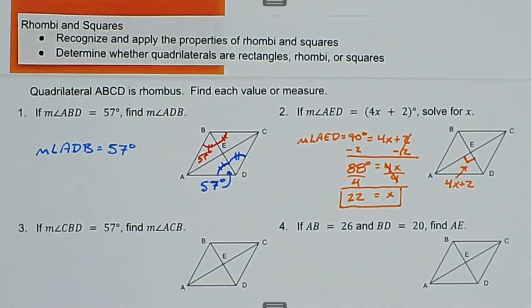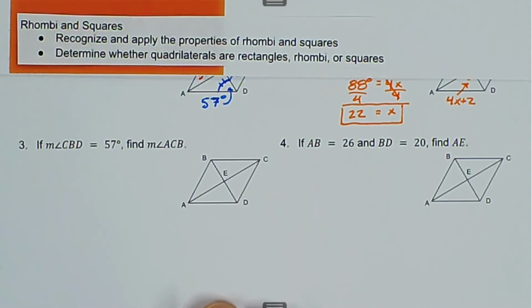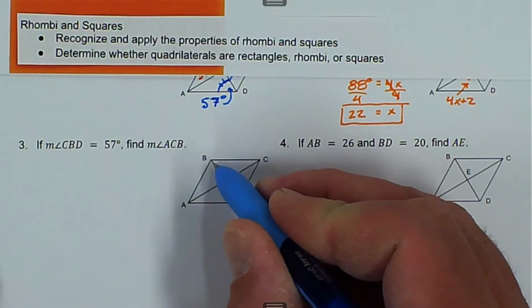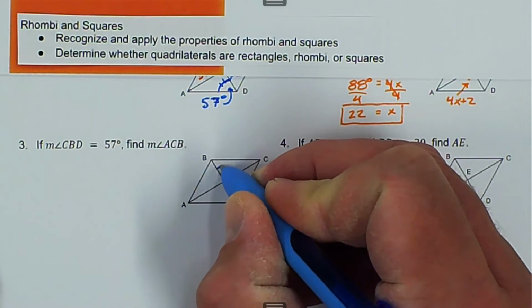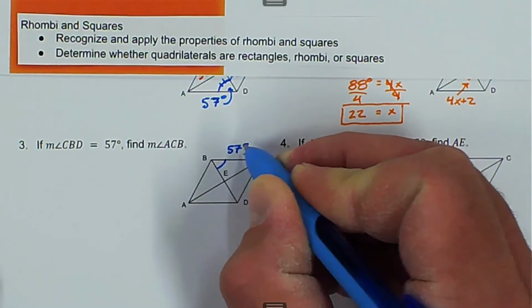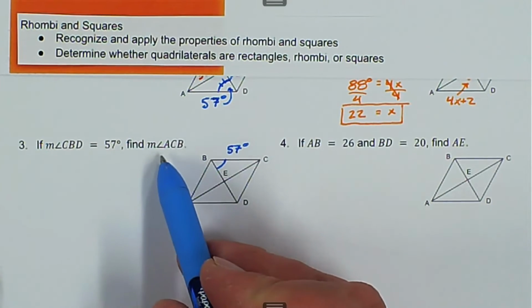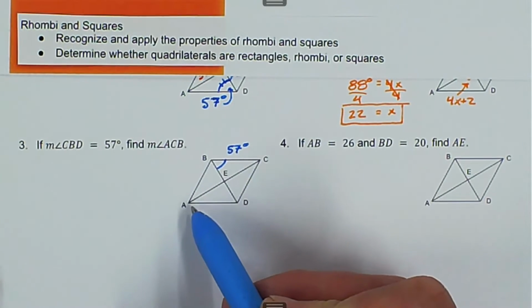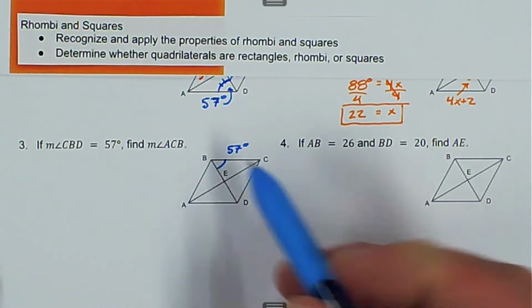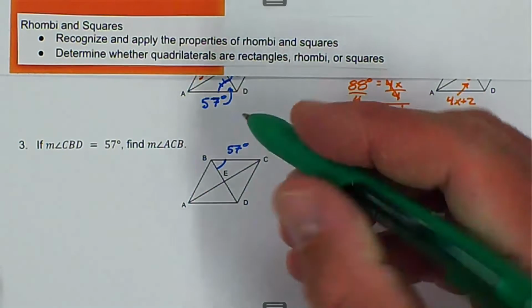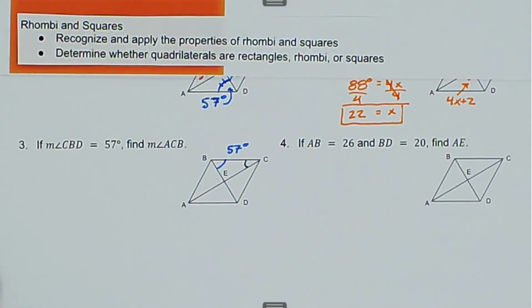Next we're looking at number 3, and it says if the measure of CBD is equal to 57 degrees. So let's mark that on the drawing, CBD. So CBD is 57 degrees. It wants us to find the measure of ACB. Okay, so we want to find this measurement here.